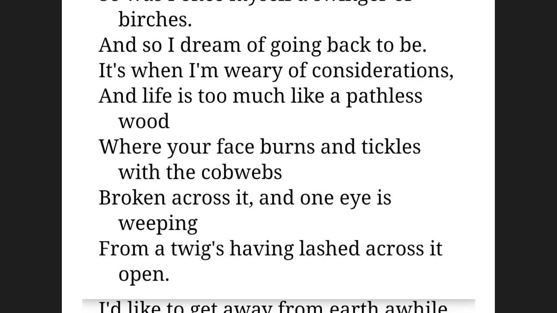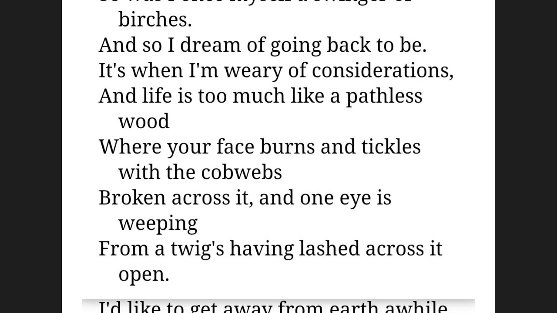When I'm fed up with life, when I'm sick and tired of life, when life seems to be too much of a burden for me, I want to escape from this life, and I want to go back to my childhood where I did not have any responsibilities. You see, when you grow up, your life becomes full of responsibilities. You have to take so many responsibilities. So he says, when life becomes a pathless wood, he makes a comparison, once again uses a simile.